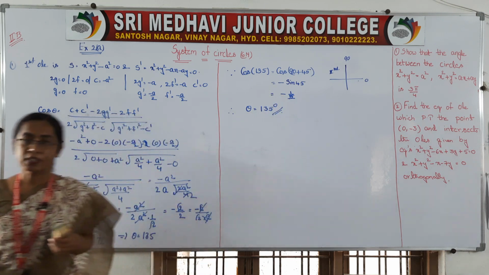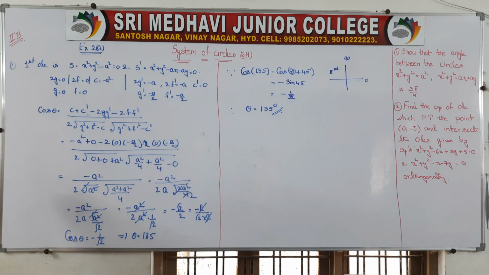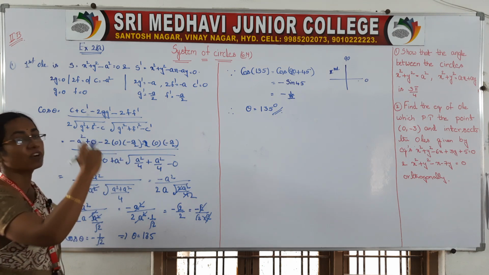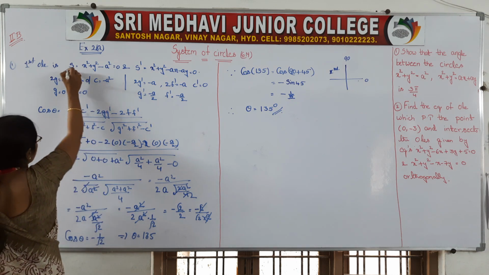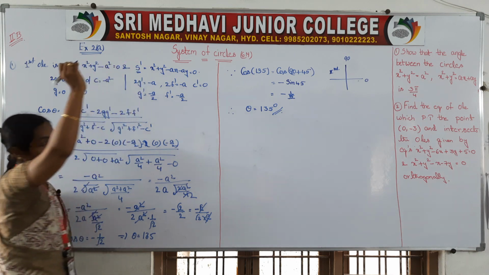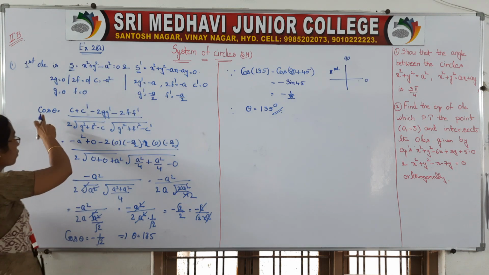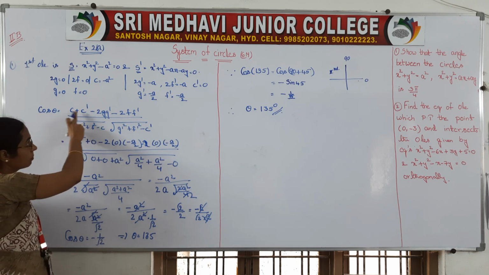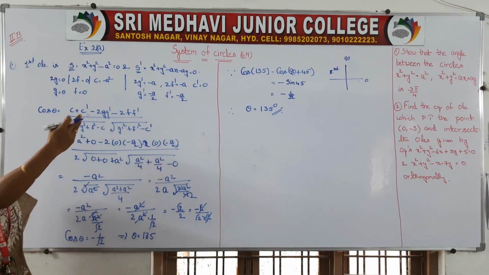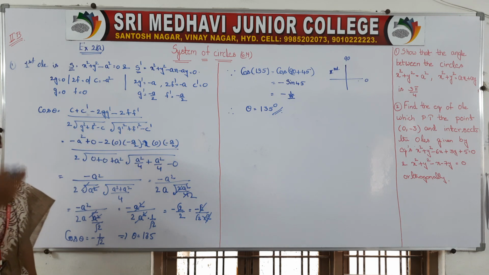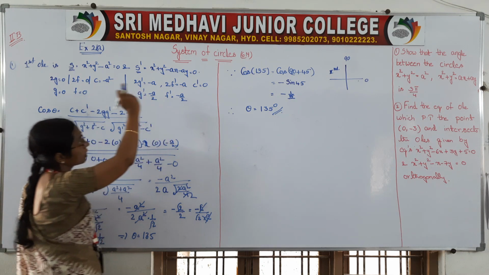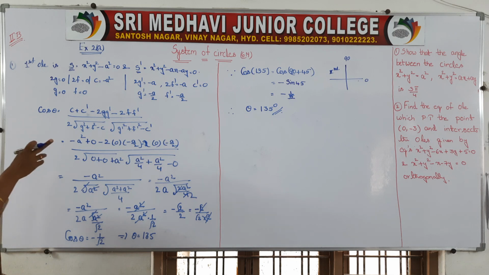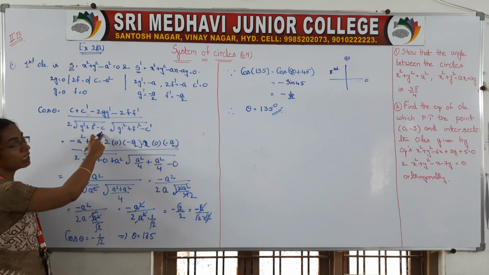So this is our first question. How did we take it? Whenever two circle equations are given and we want to find the angle, we compare the first with S is equal to 0 and the second with S dash is equal to 0. Why? If you observe the angle between two circles formula, it is in terms of g dash, f dash, c dash. So compare the first circle equation with S equals 0 and the second with S dash equals 0. Get the required values and substitute in the formula.